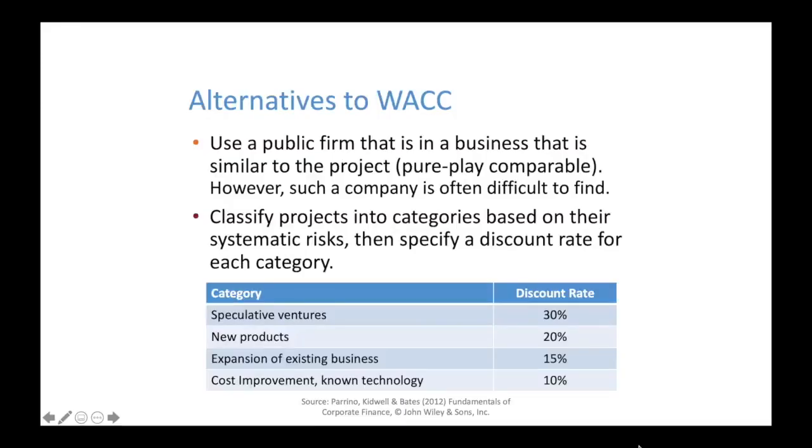Alternatives to WACC. You can use a public firm that is in a business that is similar to the project. However, such a company is often quite difficult to find. Or you can classify projects into categories based on their systematic risk and then specify a discount rate for each category.